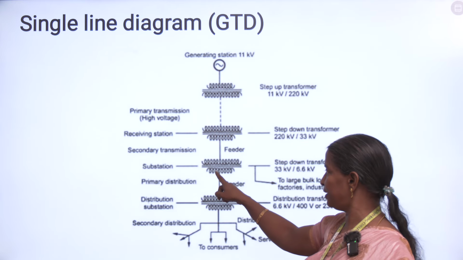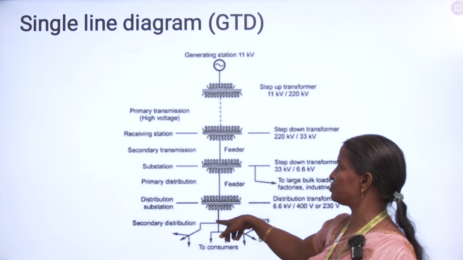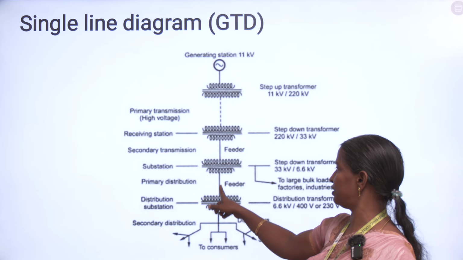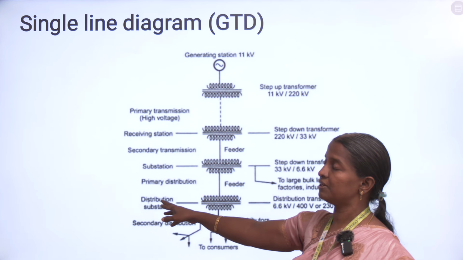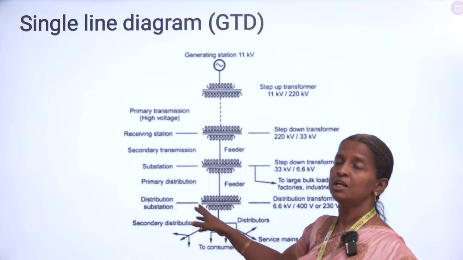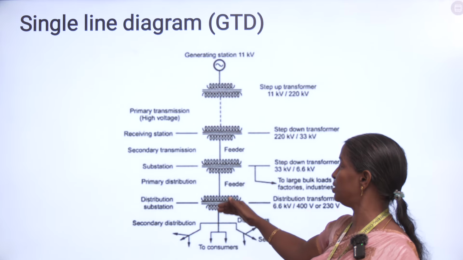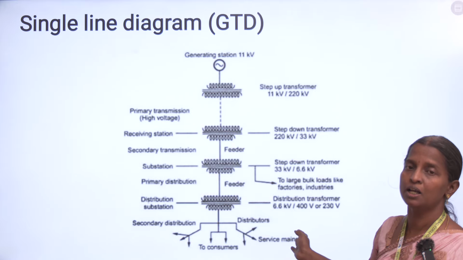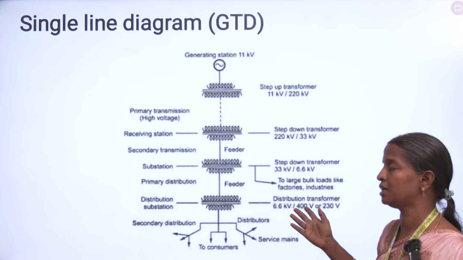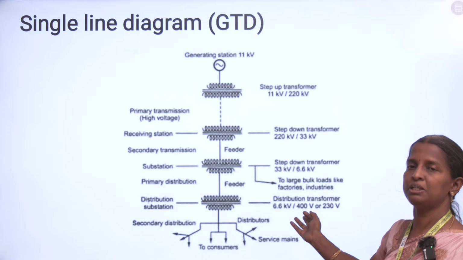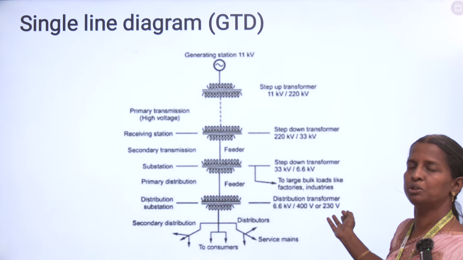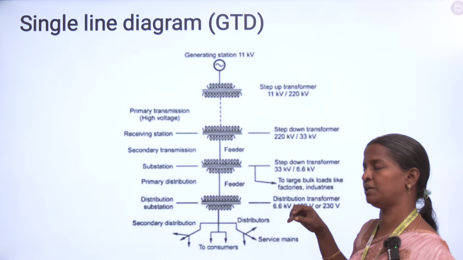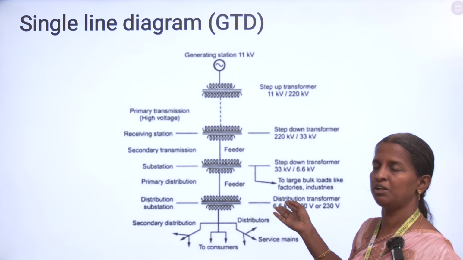After that, it will be given to the feeders. This is where primary distribution, it will be given to the conductors and it will reach the distribution substation. In the distribution substation, again the voltage will be stepped down to 440 volts or 230 volts based on the single phase or three phase supply. So 440 means we will use it for three phase supply and 230 for single phase supply. Most probably nowadays we are using three phase supply only, 440 volts.